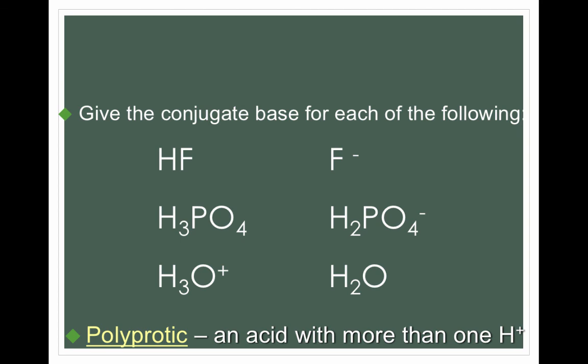As far as the H3PO4 phosphoric acid, that's called polyprotic, meaning that it has more than one hydrogen, and it can actually lose each hydrogen in individual steps. So that H2PO4 minus 1 can then lose another hydrogen and turn into HPO4, but it would end up being a minus 2 charge. So it can lose them one at a time.